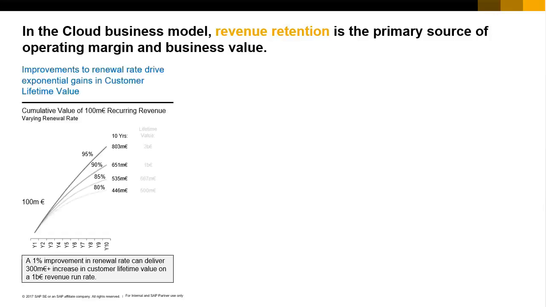First, higher renewal rates drive truly exponential gains in customer lifetime value. Our first chart illustrates how a 1% improvement in renewal rates can deliver €300 million increase to customer lifetime value on a €1 billion revenue run rate.